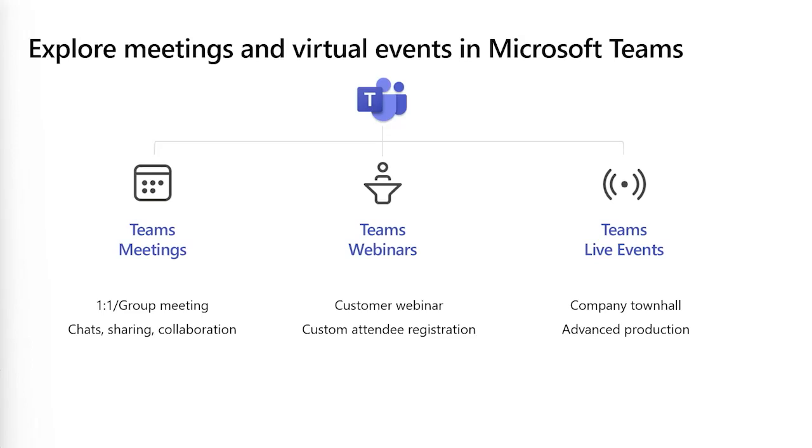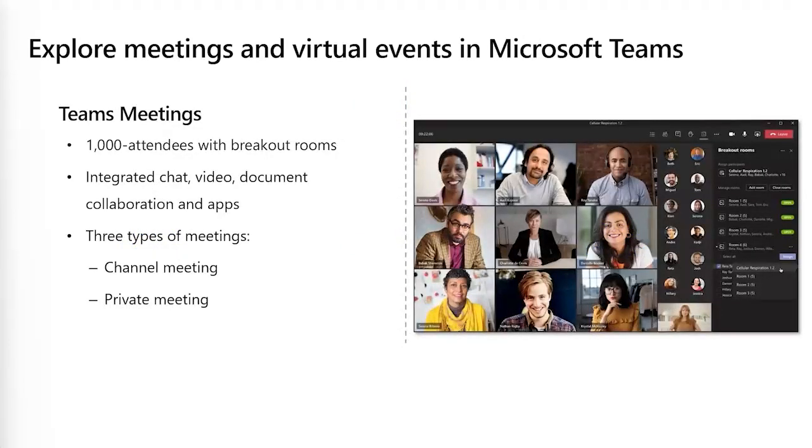Typically, you're going to have multiple people involved in the event, not just the presenter, but the producer role as well. Maybe you're using some third-party hardware or software to help with production. So qualitatively different, each of these, meetings, webinars, and live events. Meetings have a maximum of 1,000 people. We can have breakout rooms in meetings, chat, video, we can share, we can enable apps for meetings, and they can be channel meetings, private meetings.